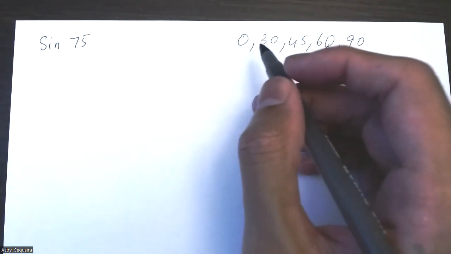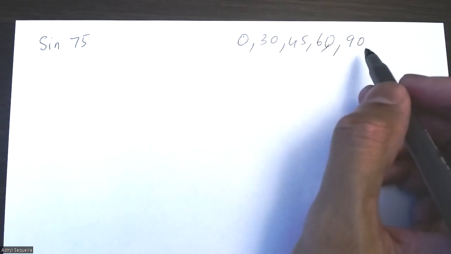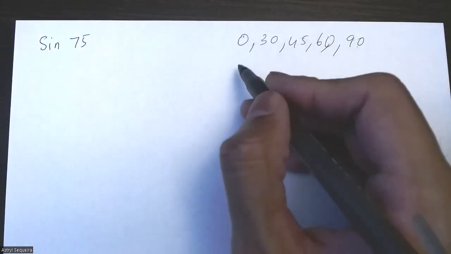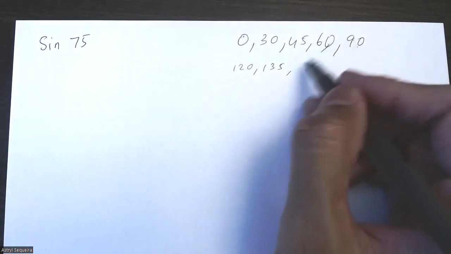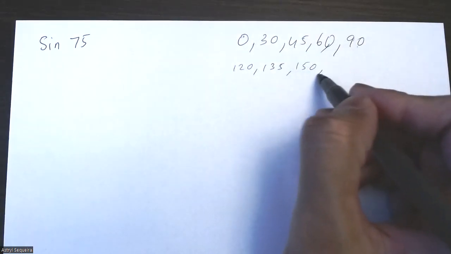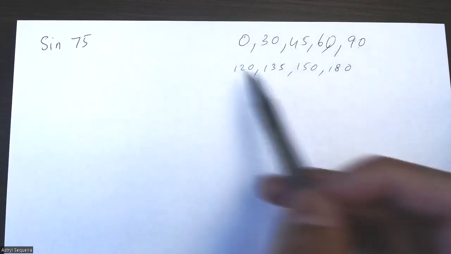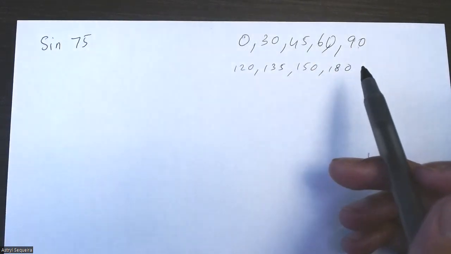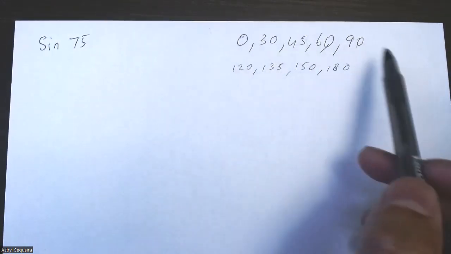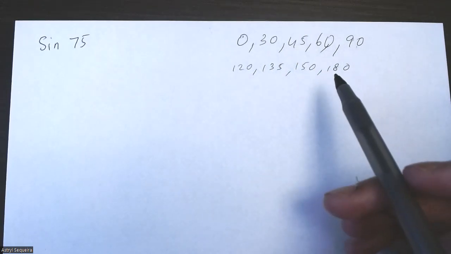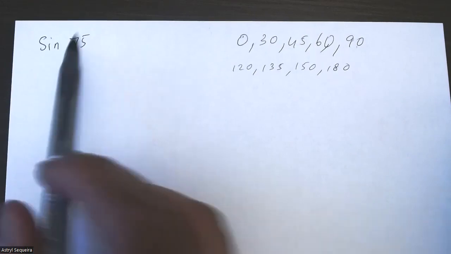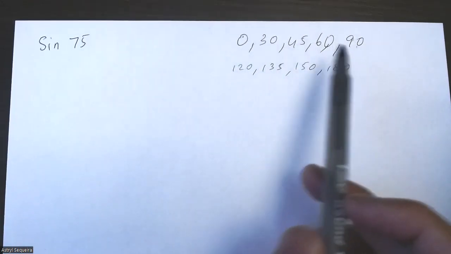You can do higher angles as well, like 90 plus 30 is 120, 135, 150, 180, and so on and so forth. Basically, all these values are values you should know without a calculator. You can either figure them out from a sine graph or from the special triangles. So you want to break this angle down into two of these angles.